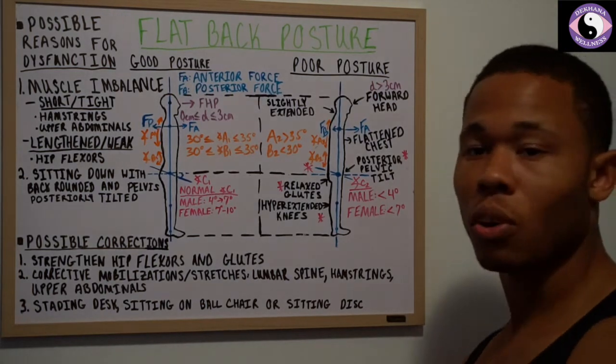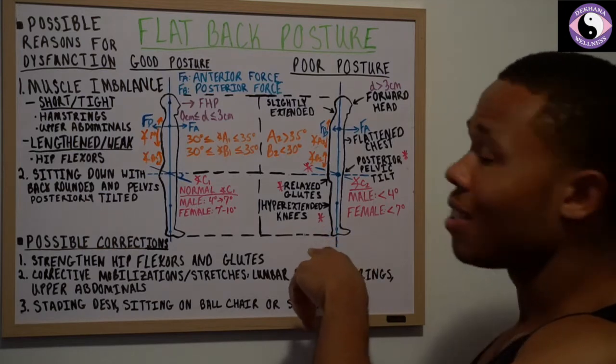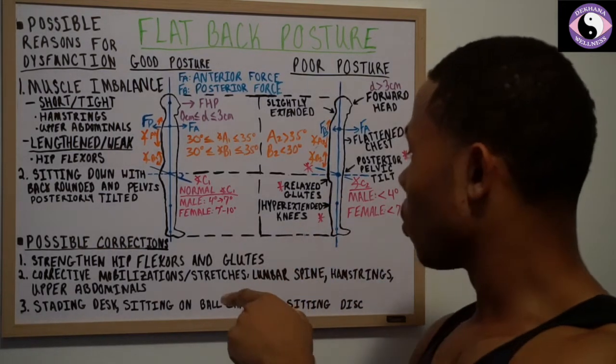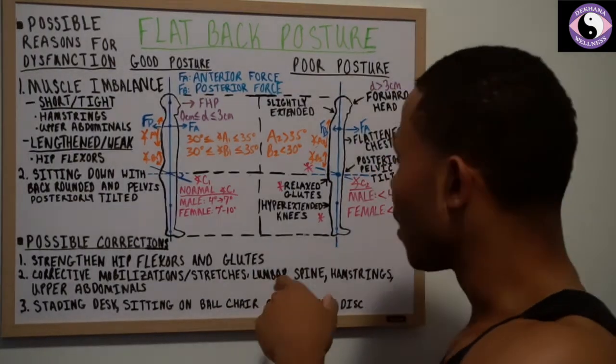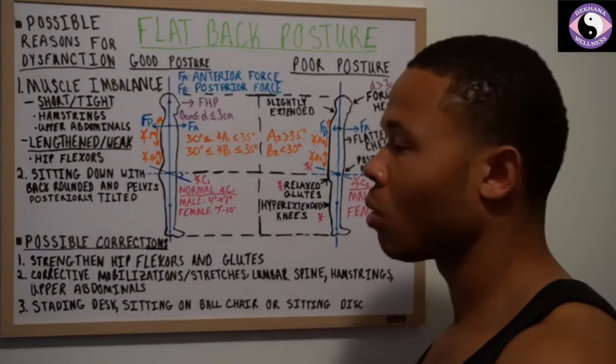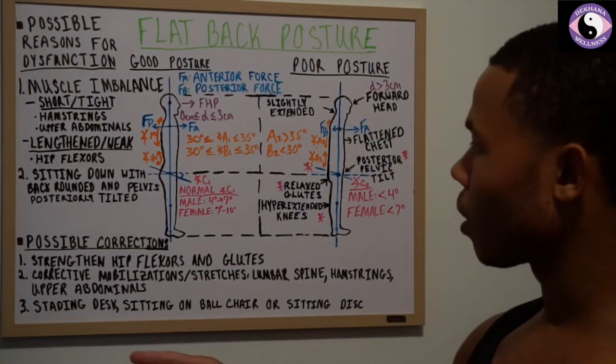So let's look at a couple of reasons for dysfunction, and we'll look at the muscle imbalances. We're going to look at short, tight hamstrings, which will lead to hyperextension of the knees. Relaxed glutes, which will look like sagging, and then also the flattened chest around the shoulders because of tight upper abdominals.